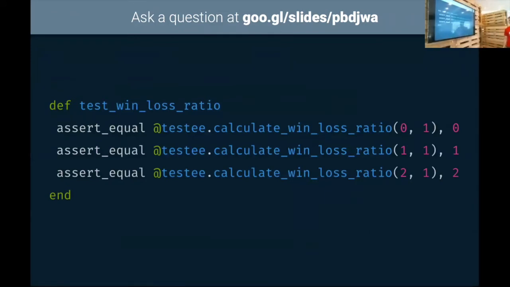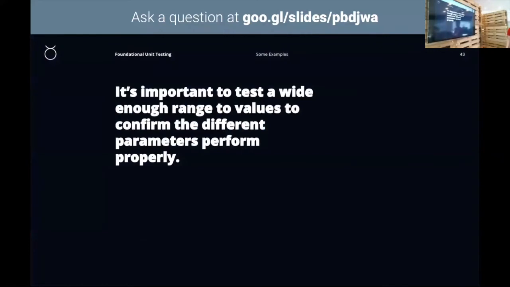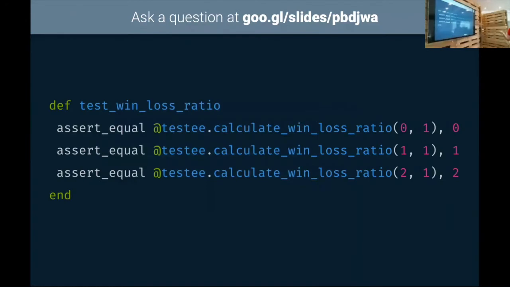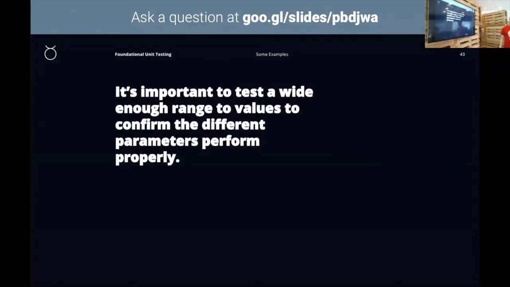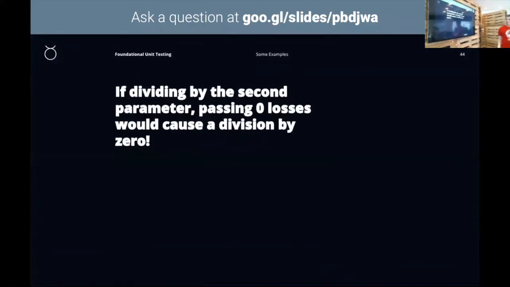Another code example. Here, I've got a fictitious algorithm that produces a win-loss ratio depending on how many games you've won and how many you've lost, and then provides the ratio at the end. Now, the problem here is it's important to test a wide enough range of values to confirm the different parameters perform properly. If you look here, I'm changing the wins, not changing the losses at all. If dividing by the second parameter, passing a 0 would cause a division by 0 error. So if you're not actually trying a different range of values, you'd miss something like that.